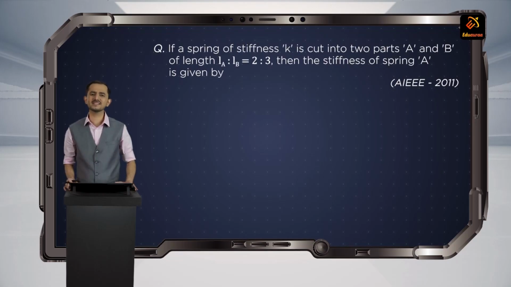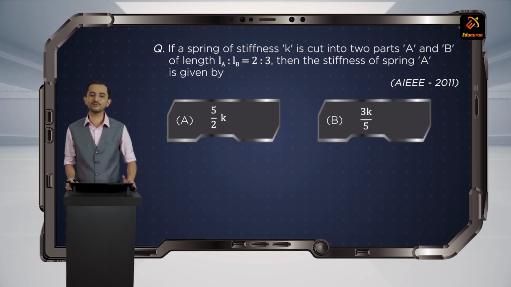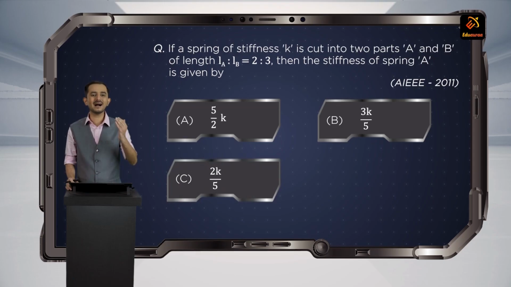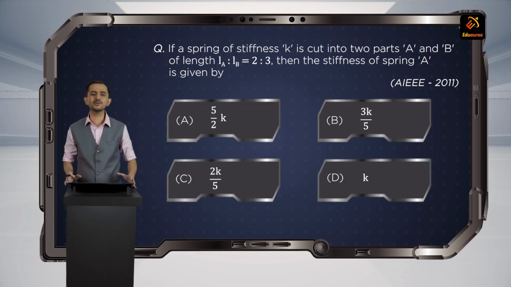Moving towards the next MCQ. If a spring of stiffness K is cut into two parts, A and B, of length ratio LA is to LB equals 2:3, then the stiffness of spring A is given by, your options are: option A, 5 by 2 times K; option B, 3 by 5 times K; option C, 2 by 5 times K; and option D, K. This MCQ came in IIT JEE 2011.